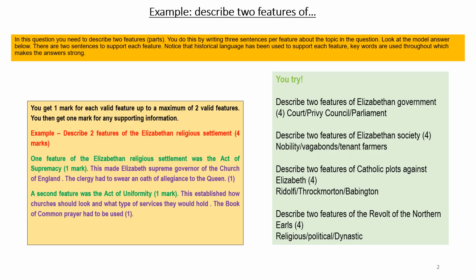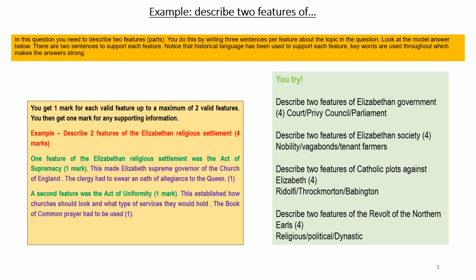Our first question, the describe two features of question, requires you to describe two features of an event, a person's attitude, a period of time, a law, other policies. Features is a word that often confuses students. Features just means parts of.